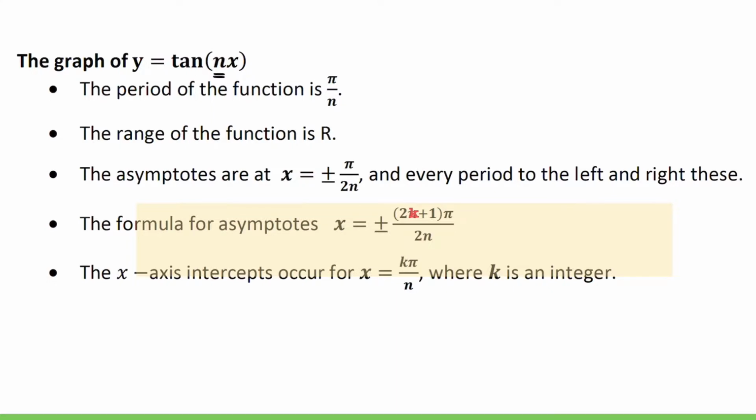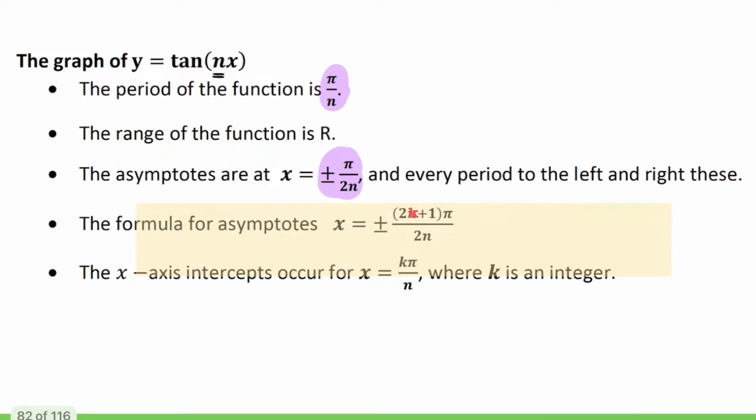a different period. So the period of the function, as you recall, repeats every pi. So if I have n, it will become pi on n. Unlike, again, sine and cos, whose period is 2 pi, so that's why the rule is 2 pi on n. The range remains the same. However, the asymptotes are no longer pi on 2, it's now pi on 2n, because we need to divide by that dilation factor. The formula for the asymptotes has changed as well.